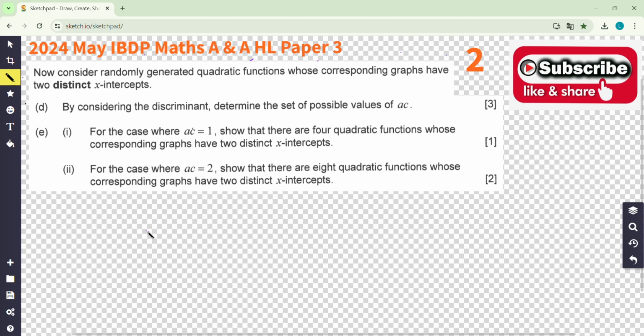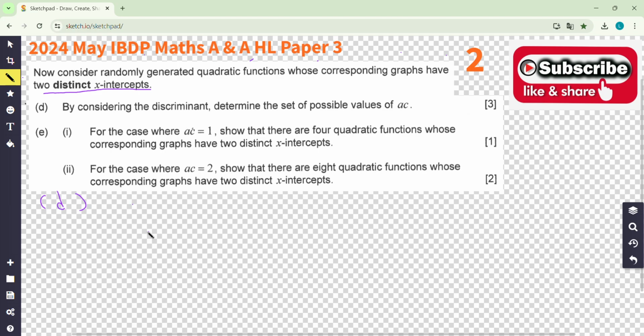Now we are on question 2, D. Okay, now they change. They wanted to have two distinct x-intercepts, so considering the discriminant means that the discriminant has to be larger than 0. Find the set of possible values of AC. What's that? Just do it.